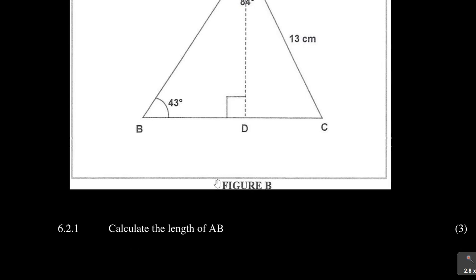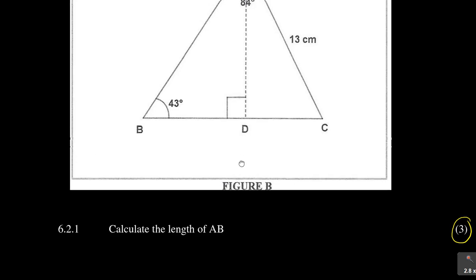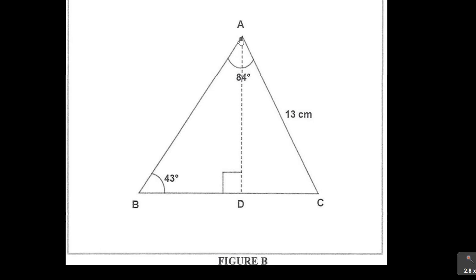Question 6.2.1 is out of 3 marks. It says calculate the length of AB. So they want us to calculate the length of AB. Now for that, it's 3 marks.